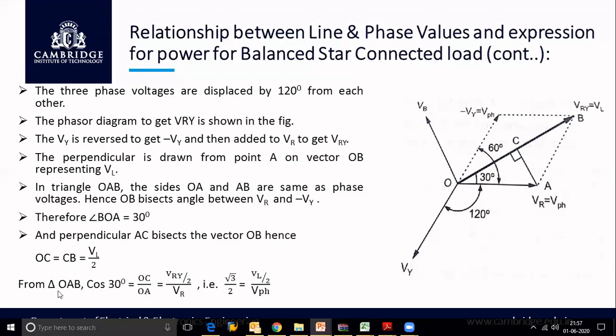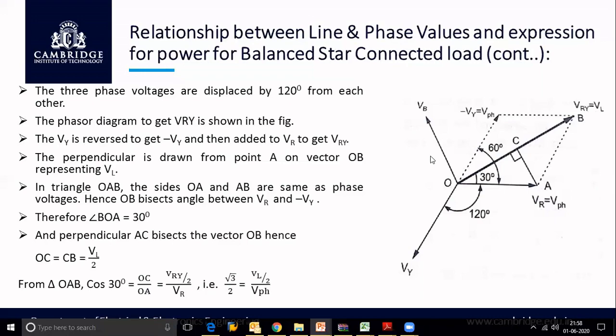In triangle OCA, cos 30 degrees is equal to OC by OA. OC is the adjacent side, OA is the hypotenuse. Then what is the OC value? It is nothing but VL by 2, that is VRY by 2, divided by VR.